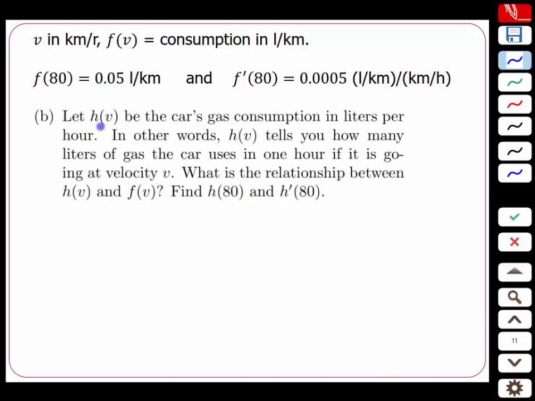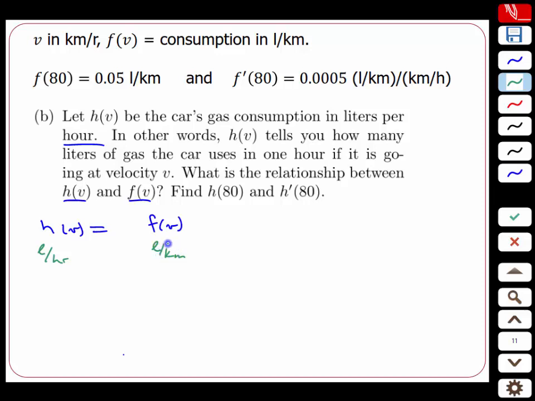We can also look at something else like H(v), which is the car's gas consumption in liters per hour. So if we drive for 1 hour, how much gas do we go through? Well, first off, we have to figure out how that new thing, H, which is in liters per hour, relates back to F. And F, remember, is liters per kilometer.